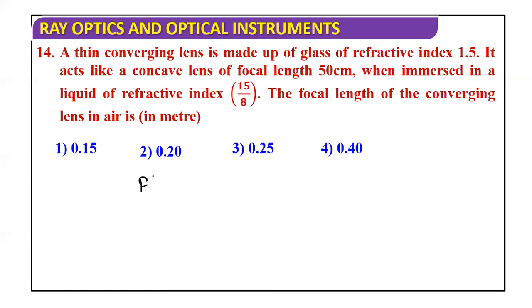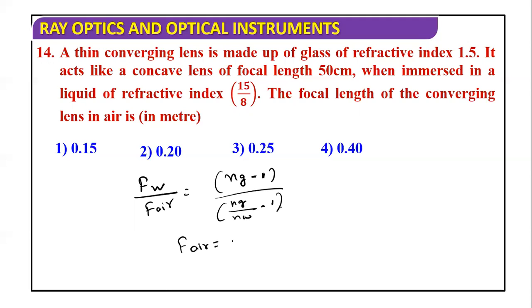Let us compare the focal length in two medium. Focal length in water divided by focal length in air is equal to refractive index of glass minus 1 divided by refractive index of glass upon refractive index of water minus 1. Put the values and simplify. We will get focal length in air is equal to 0.2 meter.